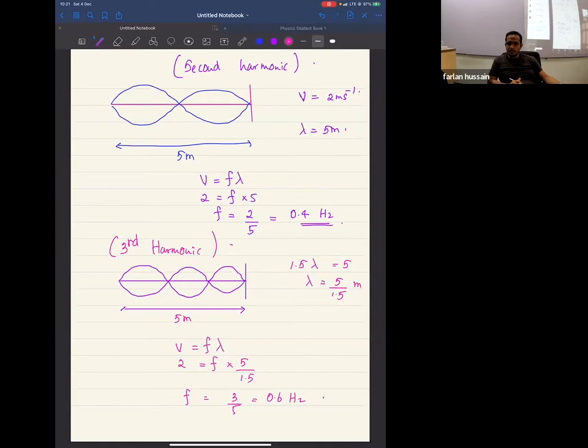Why does the wavelength change? Now see, speed is a constant. When you are increasing the frequency, the wavelength will decrease, right? Because the speed is anyway constant. Speed depends on the tension and the mass per unit length. Those two are not changing, so the speed doesn't change. So while the speed remains the same, if you are increasing the frequency, definitely the wavelength will decrease. Okay? Understood?